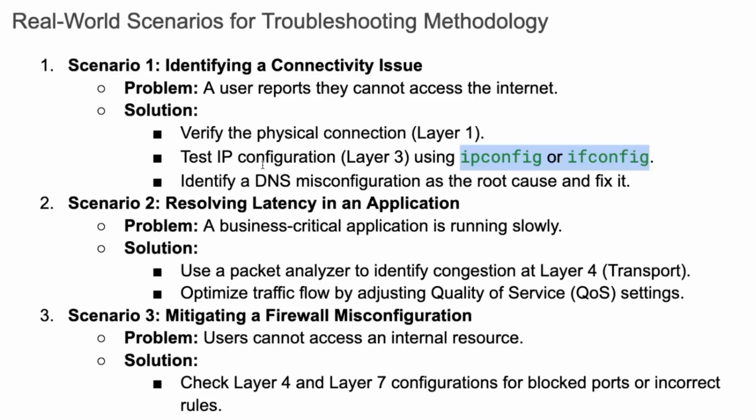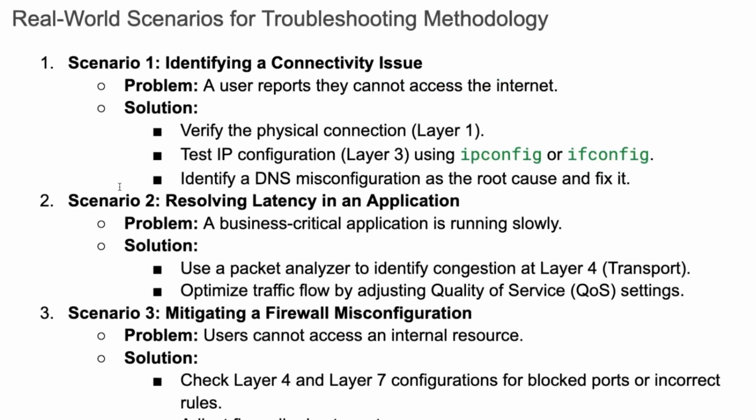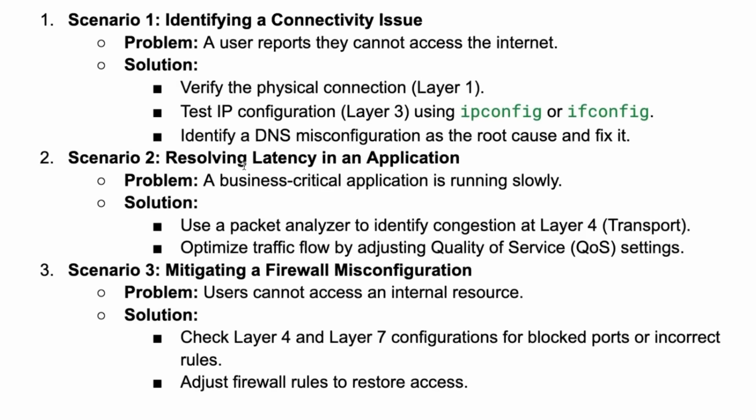And then based on that, you can see how your IP has been configured. If you don't have the right subnet mask or something, whatever the issue might be that is preventing you from accessing the internet. The next scenario would be to resolve a latency in an application.